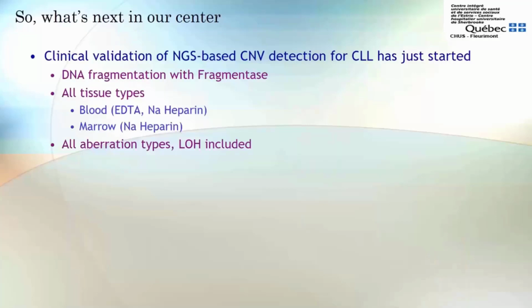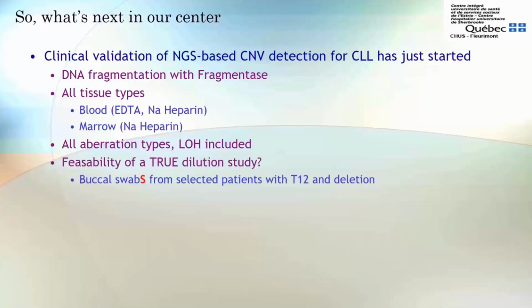So, what's coming up next in our lab? We are starting our clinical validation this summer. Again, all tissue types, all aberration types, including LOHs, are evaluated. We would like to perform a true dilution study with the patient's normal DNA side to side with its CLL DNA. And we want to do it so since the SNPs sequenced by NGS are important for correct CNV detection.